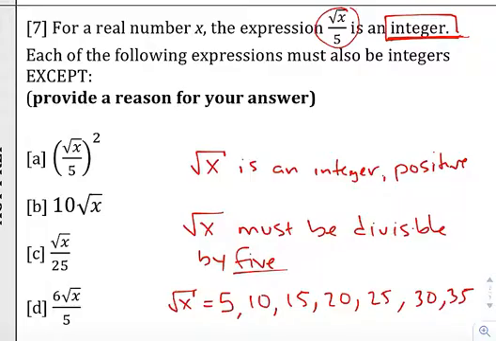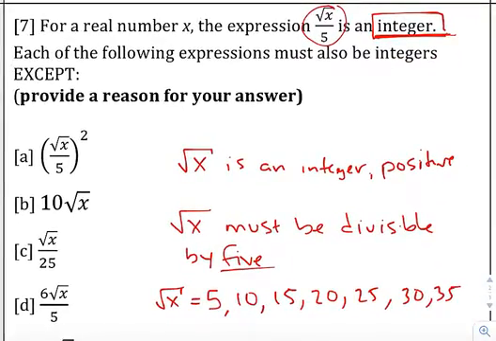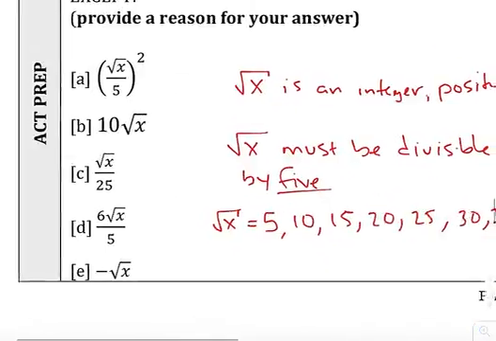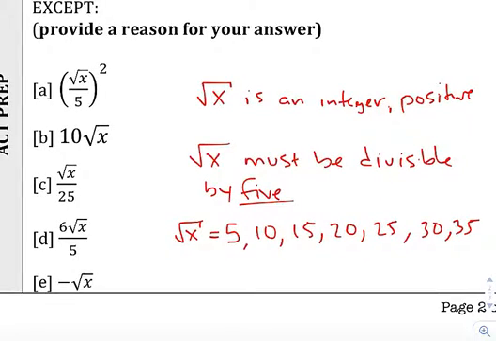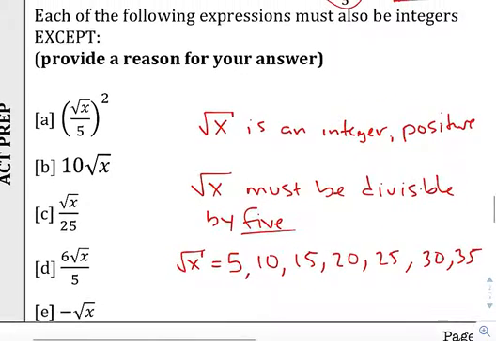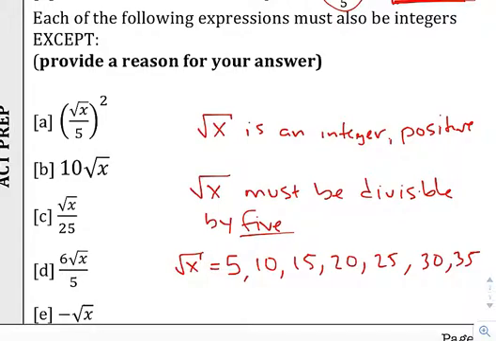And so the square root of x has to be one of those things, so when I divide it by 5, I end up with a whole number. And so with those principles, now we can start looking through our choices and see which one will also be an integer. So I'm actually looking for the one which is not going to be a positive or negative whole number.